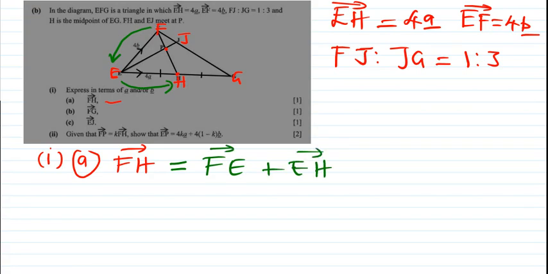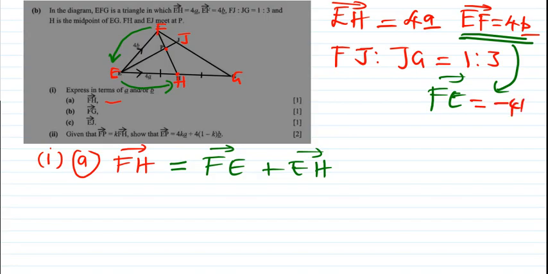Now the question is, do we know what vector FE is? Of course we know, except we know it in the opposite direction. We know it as EF. So if EF is 4B, the opposite of EF is FE, because they're of opposite directions. So you can just change the sign, and it becomes negative 4B. So this part we found is negative 4 vector B.